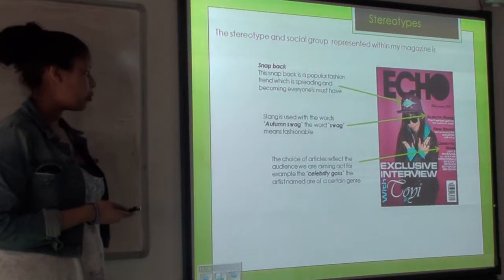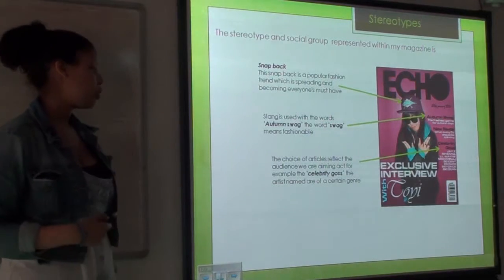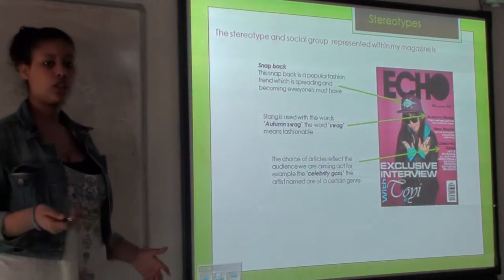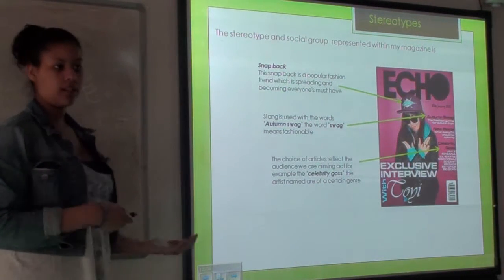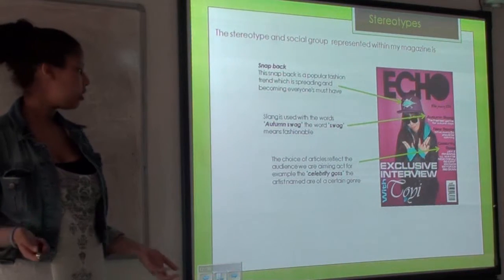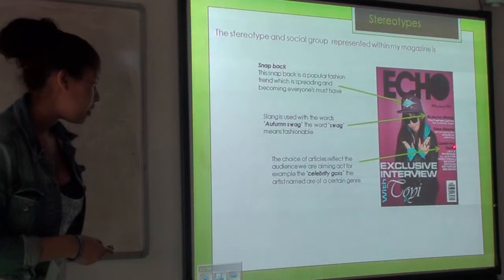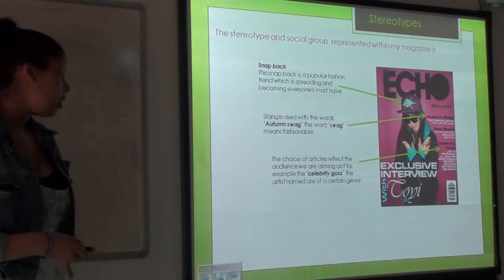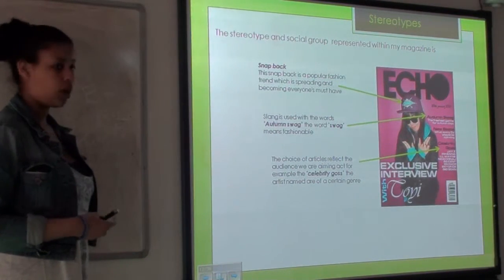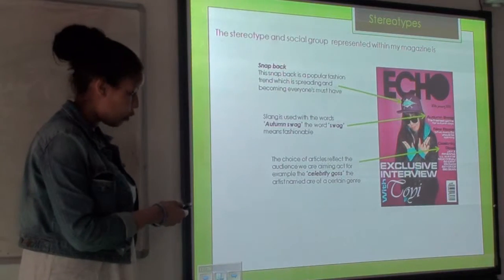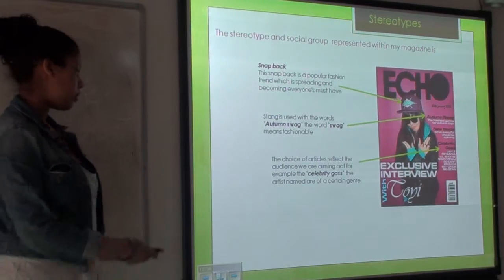Also, slang is used in an article, Autumn Swag, here, where swag just means fashionable, which will relate to our target market as they'll be able to understand what this means and it goes into their dialect and how they speak. The choice of articles here, celebrity goss with all the artists here. Artists' names are of a certain genre which people who read the magazine will enjoy, and they enjoy these artists and know who they are. So that would attract my readers.